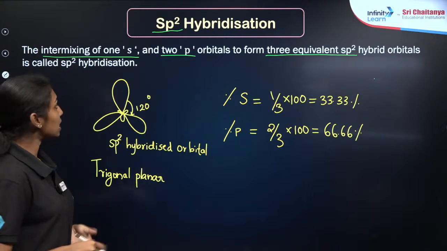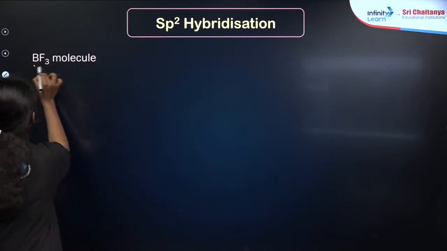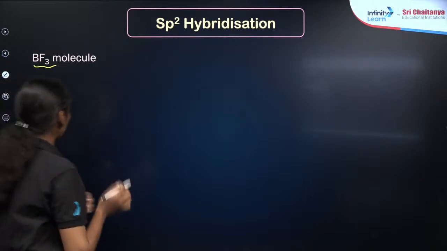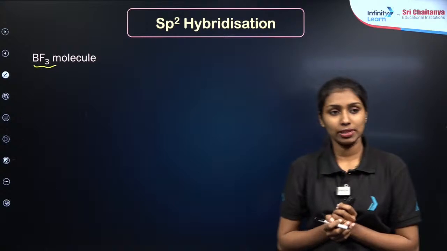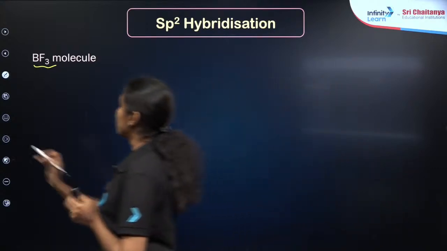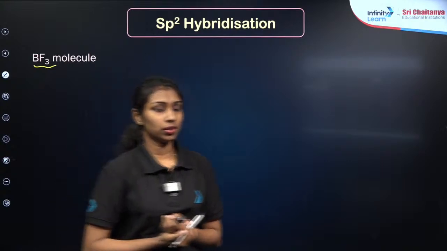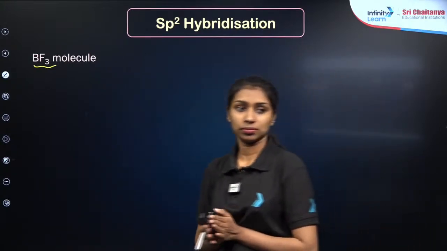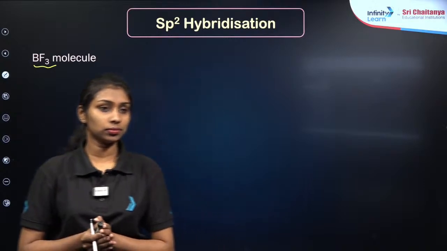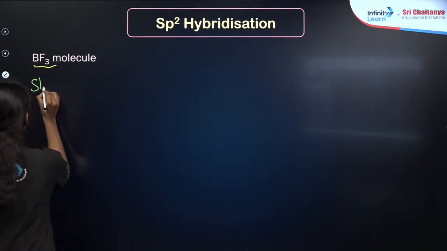Now let us explain the sp2 hybridization with the example. Here the example is given as BF3. What is the first step you have to do whenever you are getting any of the molecule? What is the first step you have to do? Steric number calculation, right? Steric number calculation.